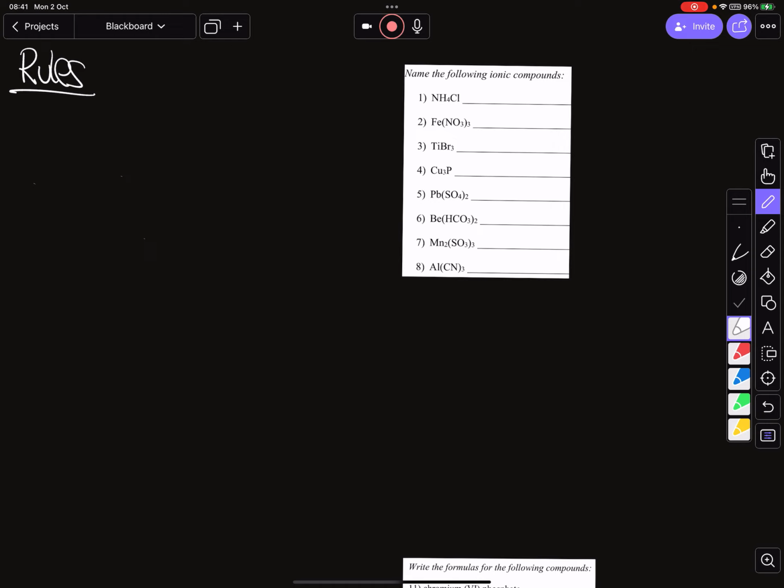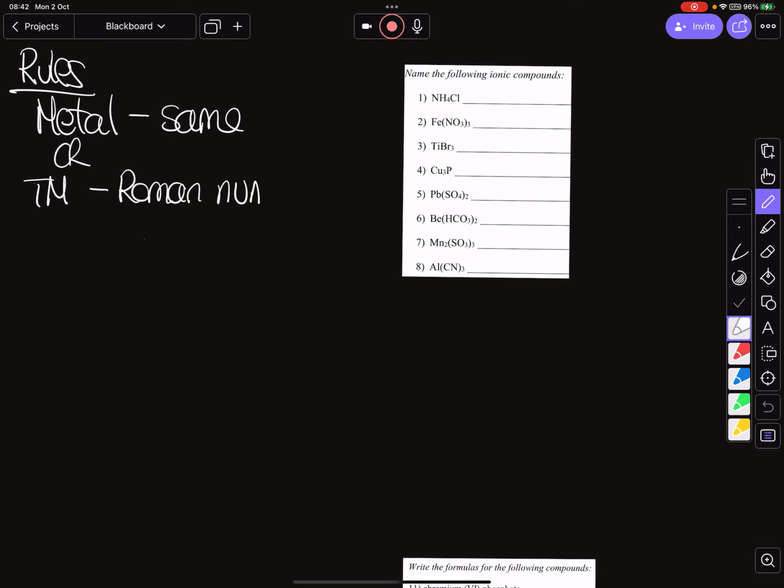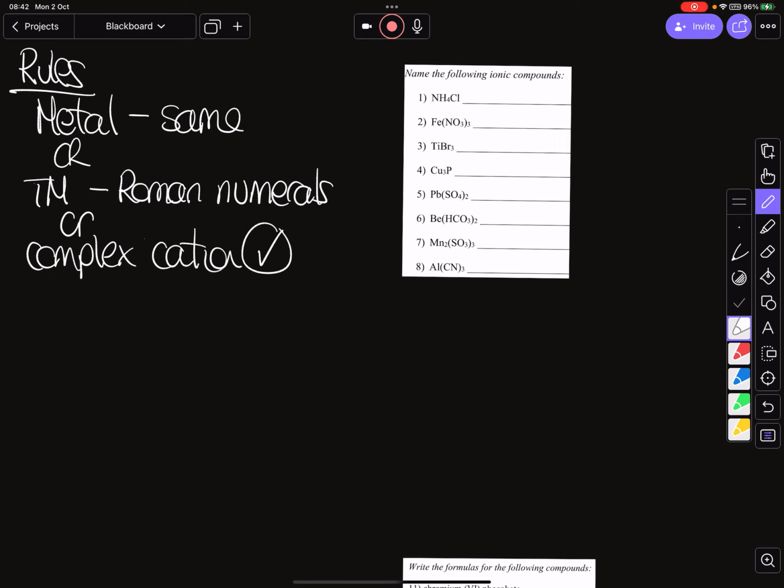The first part of your formula, or the first part of your name, if it's a metal by itself, it stays the same. Or is it a transition metal? If that is the case, we need to include Roman numerals for its valency, so we're going to be using the drop up diagram for this. Or is it a complex cation? That's something that you have to learn, so you need to know the formula and the charge to be able to use it.